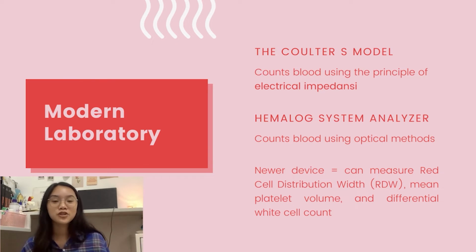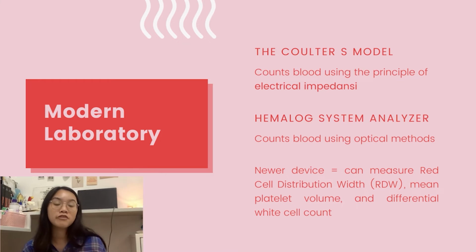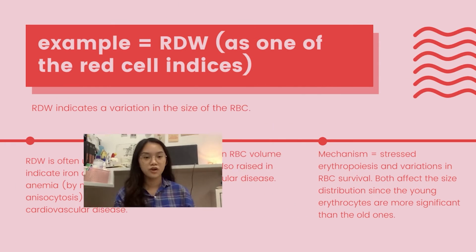In modern laboratory facilities, blood counts are increasingly performed by automated devices. The two most common types are the Coulter-S model and the Hemolog system analyzer. The Coulter-S model counts blood using the principle of electrical impedance, whereas the Hemolog system analyzer uses optical methods. And the newer device can measure red cell distribution width, mean platelet volume, and differential white cell count.